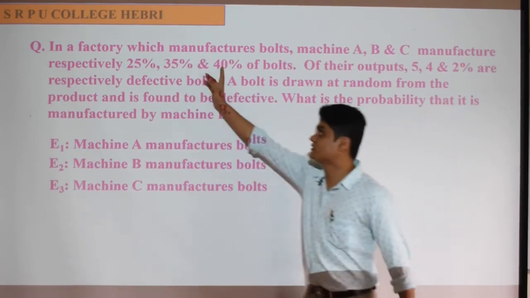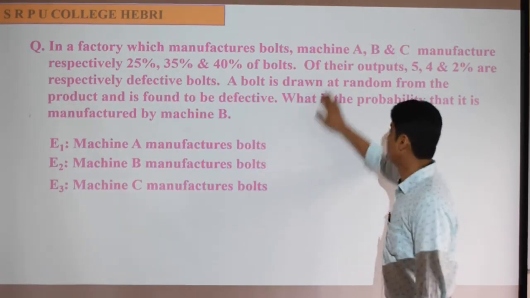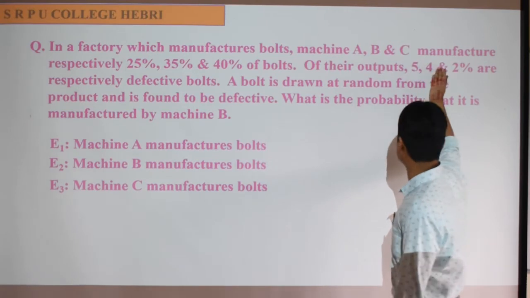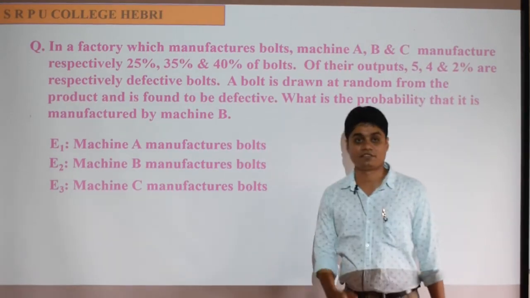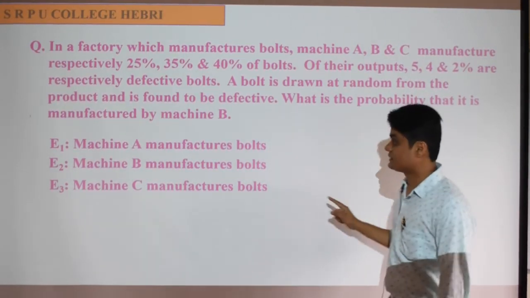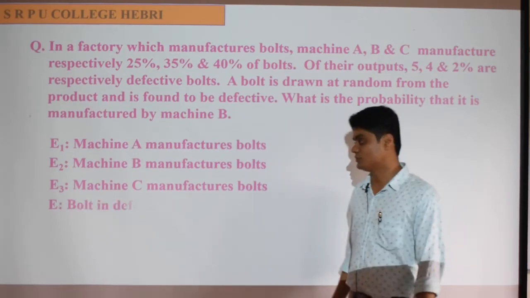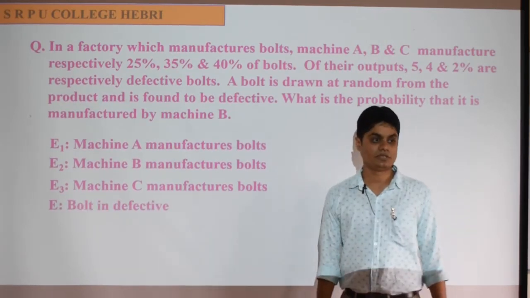So the probabilities go percentage-wise. And these are A bar E1, A bar E2, A bar E3. So what should be A? First tell me. The selected bolt from the product is defective. Okay, the bolt is defective. I hope you understood.